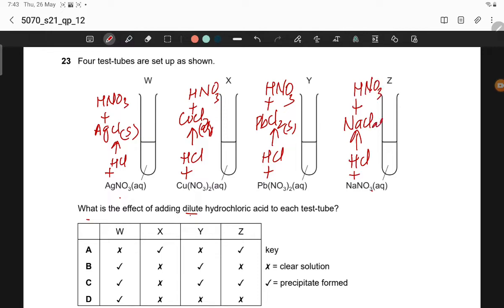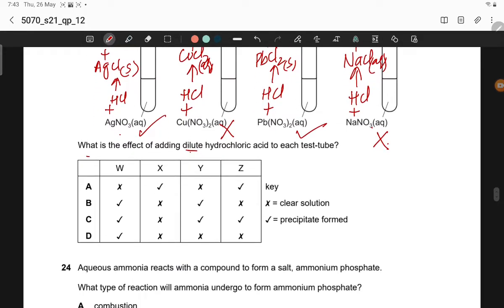So this is aqueous, a clear solution. Over here, clear solution. Z is a clear solution. Y forms precipitate. X forms clear solution. W forms precipitate. What is the effect of adding dilute hydrochloric acid to each test tube? This is incorrect.